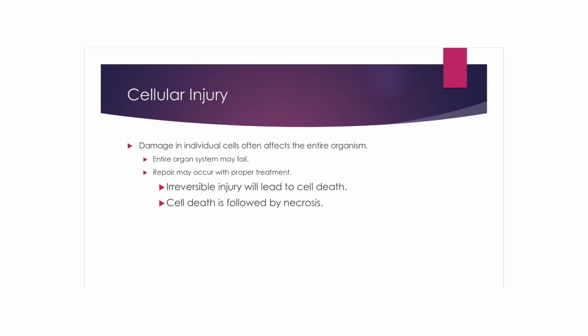Repair may occur with proper treatment. Irreversible injury will lead to cell death, and cell death is followed by necrosis. A real simple example would be a myocardial infarction, which is a heart attack, right? With a myocardial infarction, the myocardium, which is the muscular layer around the heart, is ischemic, meaning it's starved of oxygen. It goes from being ischemic to actually causing injury, and then eventually that injury becomes necrotic, which is an irreversible death. And that's really what the infarction part of myocardial infarction means.